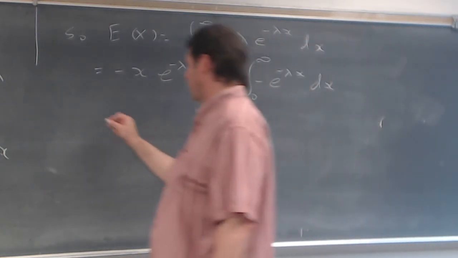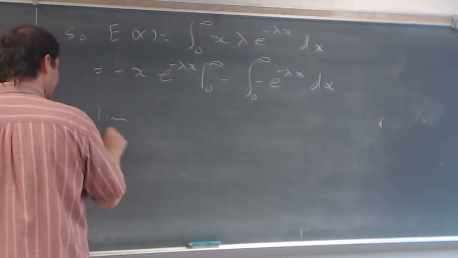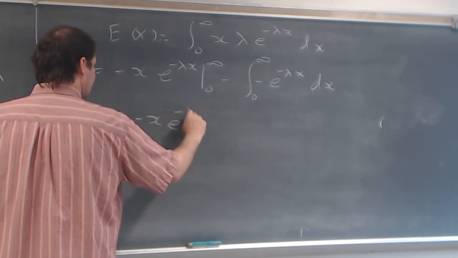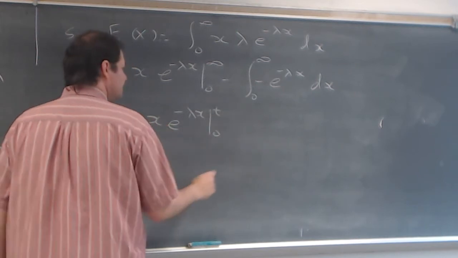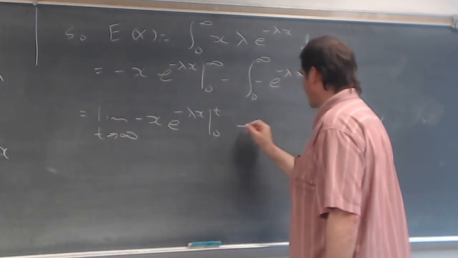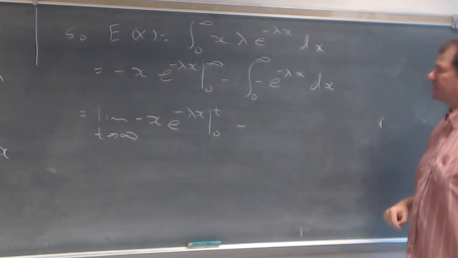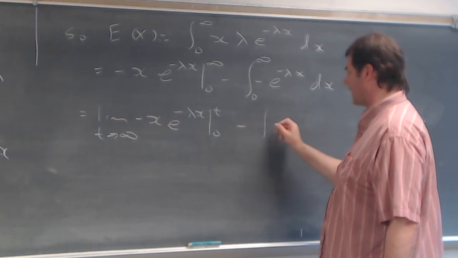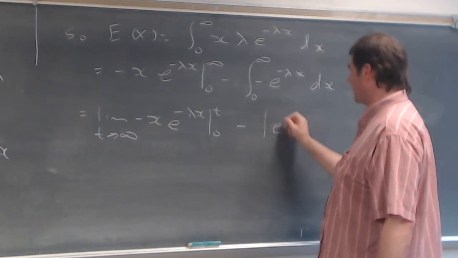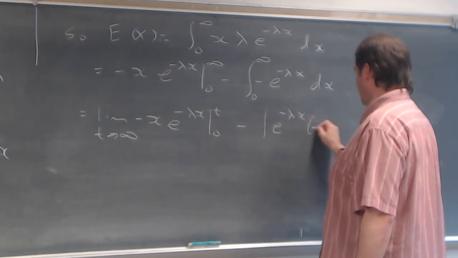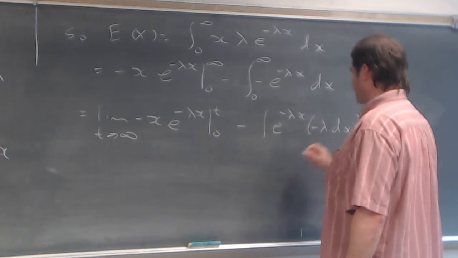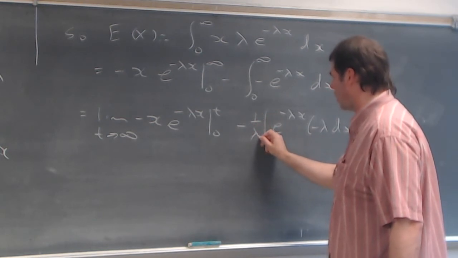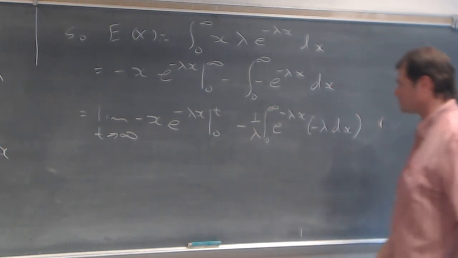I'm going to be a little bit more careful here. I'll say that the limit as t goes to infinity of minus x e to the minus lambda x from 0 to t. Here, this is going to be minus, and look, we have e to the something. The derivative of the something is minus lambda. I got the minus, I don't have the lambda, but I can stick in a lambda because it's a constant. And so I'll write down e to the minus lambda x times minus lambda dx. And I've inserted this lambda, and I have to compensate by putting a 1 over lambda outside the integral.